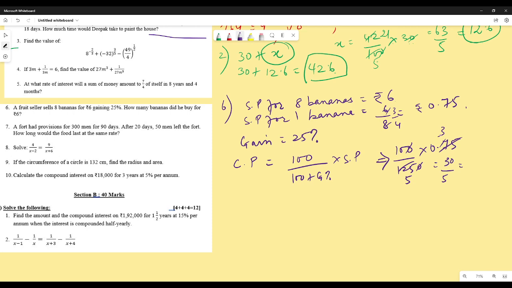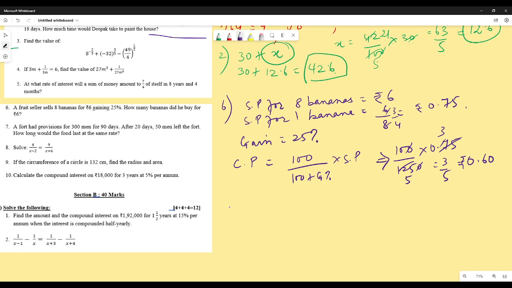So it is like 10 into 0.3. 10 into 0.3 makes it 3 by 5. That is equal to 0.60 rupees. Right. Now it asks, how many bananas did he buy for ₹6?